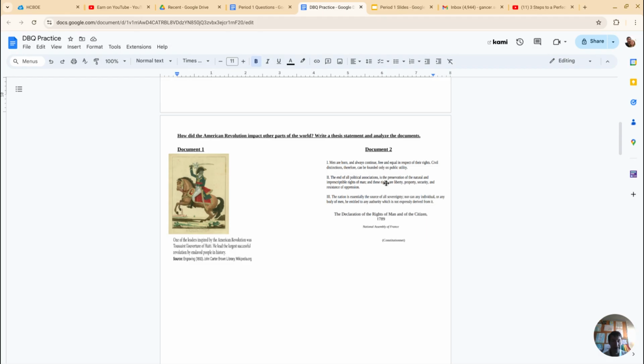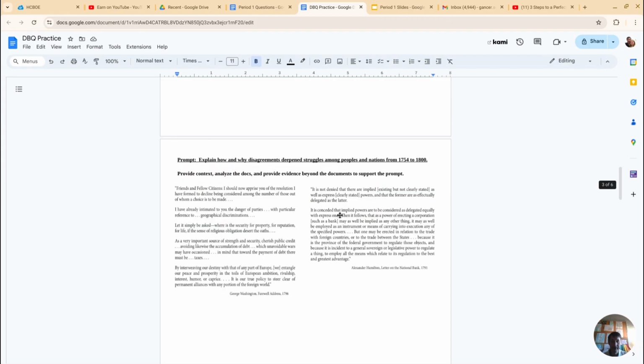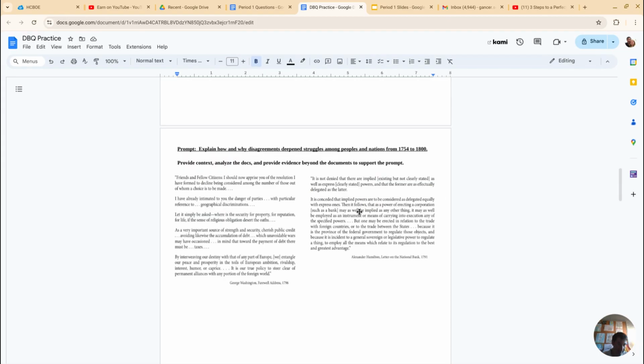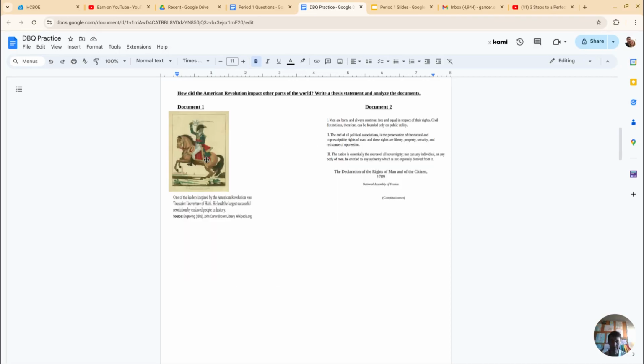You have a document right here that's actually an excerpt from the Declaration of the Rights of Man. You have other documents. Again, these are writing. This is from a letter from Alexander Hamilton, talking about the National Bank. These are the types of documents that I mean. You might have some like this that are writing. This may just be a picture.